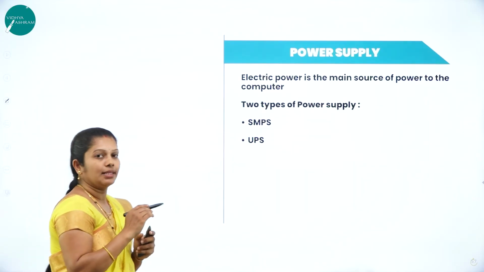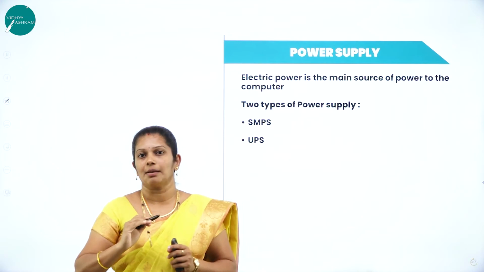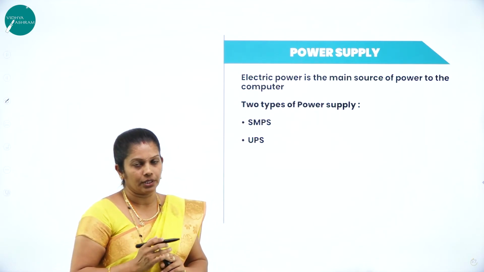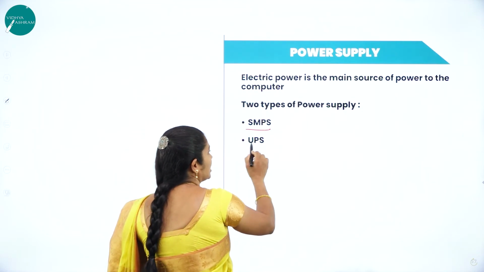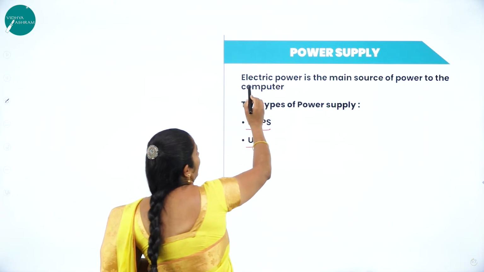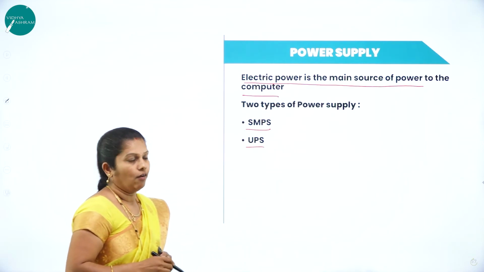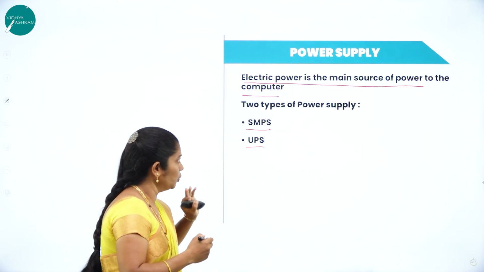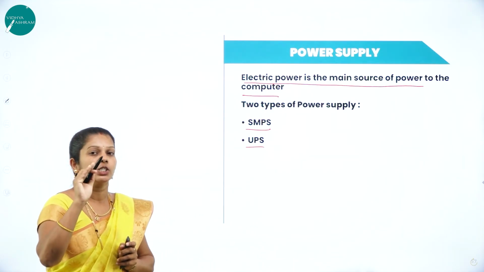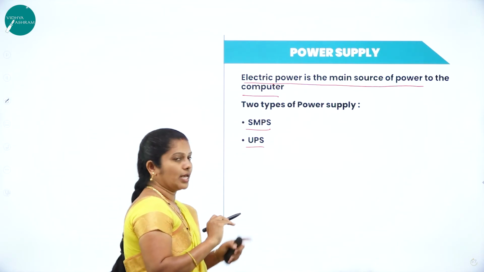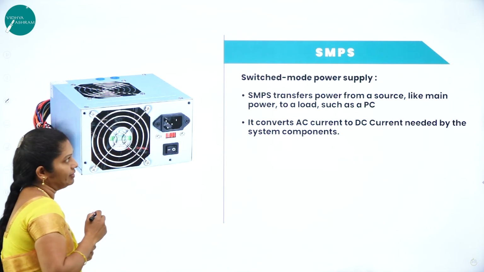Next, we'll discuss the power supply. If I want to run the system, then we must have power supply to all the components of the computer. The power supply can be done in two methods: one is by using SMPS as well as UPS. Power supply, that is electric power, is the main source of power to the computer. SMPS stands for switch mode power supply, whereas UPS means uninterruptible power supply. Now one by one we will discuss.